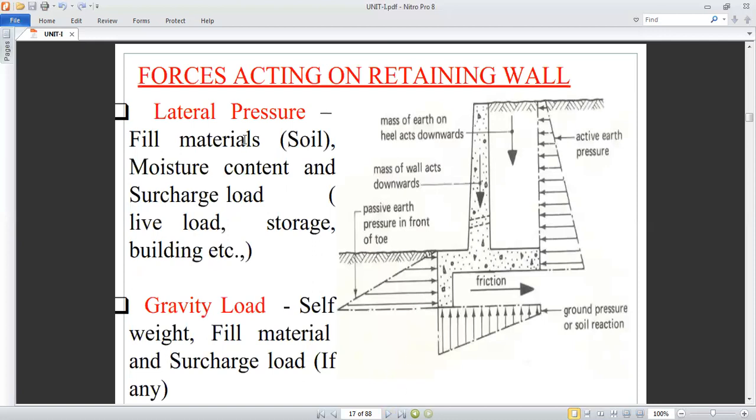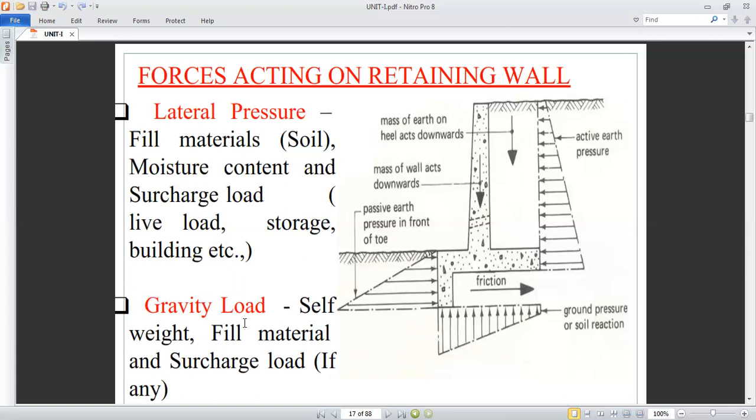And the last topic of the introduction part is the forces acting on the retaining wall. Two different types of forces are, one is lateral pressure, another one is gravity load. The lateral pressure is mainly because of the soil material or the earth material that is present on the back face of the retaining wall. The gravity load is nothing but the self weight of the member. Gravity always acts downwards, and the surcharge weight is also considered under your gravity load.